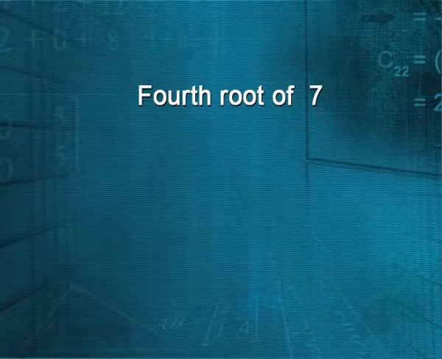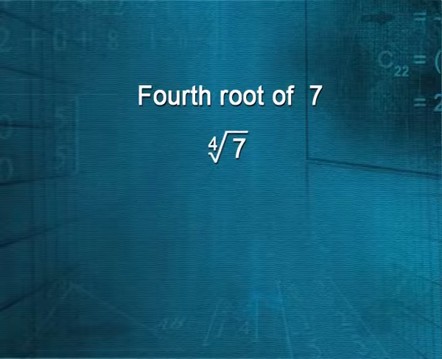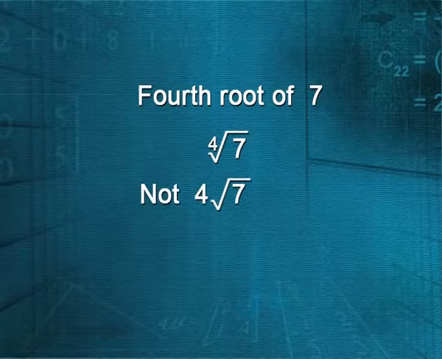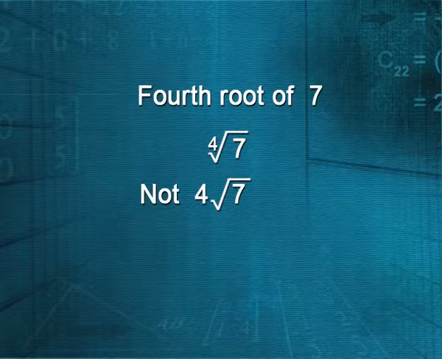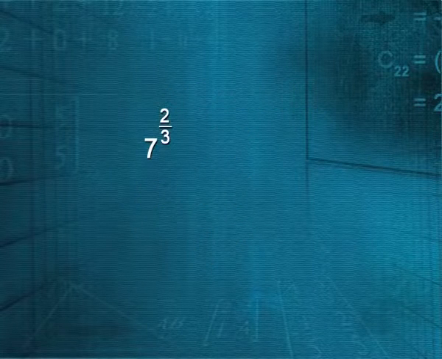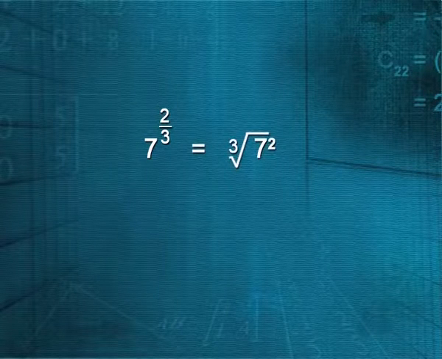Now, observe one thing here: while writing the fourth root of 7, we write 4 somewhat smaller than the 7. We do not write 4 equal in size to 7. The size of 4 is somewhat smaller than 7, and it is not written as 4 root 7. It is written as 4 under root 7. Now, 7 raised to power 2 by 3. What is the meaning of 7 raised to power 2 by 3? It means the cube root of 7 square.